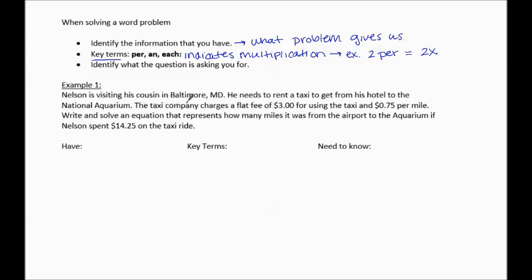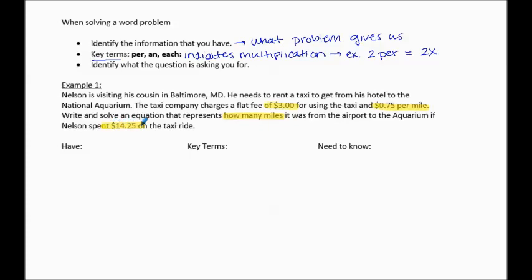Nelson is visiting his cousin in Baltimore, Maryland. He needs to rent a taxi to get from his hotel to the National Aquarium. The taxi company charges a flat fee of $3 for using the taxi and 75 cents per mile. Write and solve an equation that represents how many miles it was from the airport to the aquarium if Nelson spent $14.25 on the taxi ride.